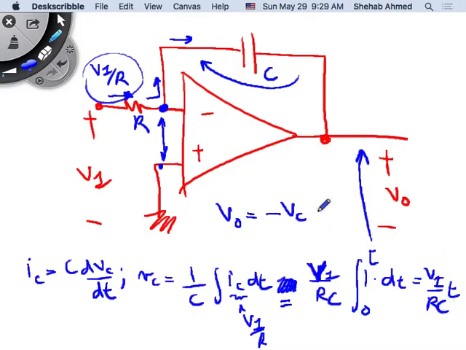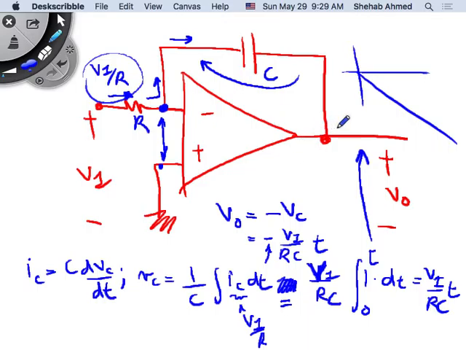I bring that here with a negative, so it's equal to negative VI divided by RC times t. So it's a constant times t. It's a ramp, but with a negative slope, and no y-intercept, right? So this is the slope, a negative ramp. Okay? This is the case with the capacitor. How about if I put the resistor in parallel?